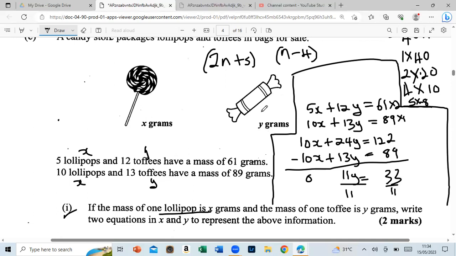So this is what, grams? Yeah, this is 3. So this now would be 3.